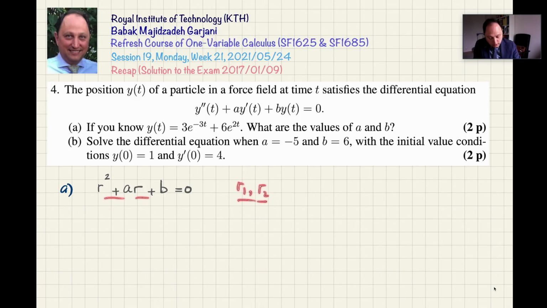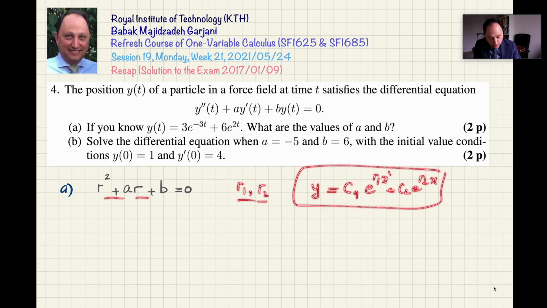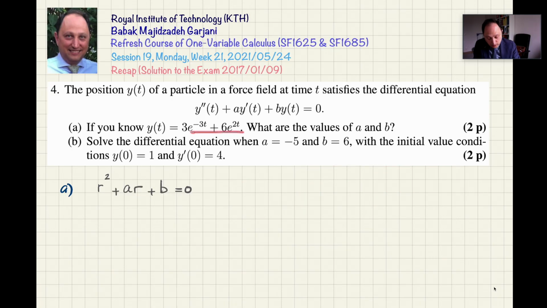If they are real, do you remember we write something like this: C1 e to the power R1x plus C2 e to the power R2x, and that would be the solution. Of course here the variable is t, sorry. Okay, so now by looking at the given equation, I realize that one of the roots should be minus 3 and one of the roots should be 2. So r equals minus 3 is a root.